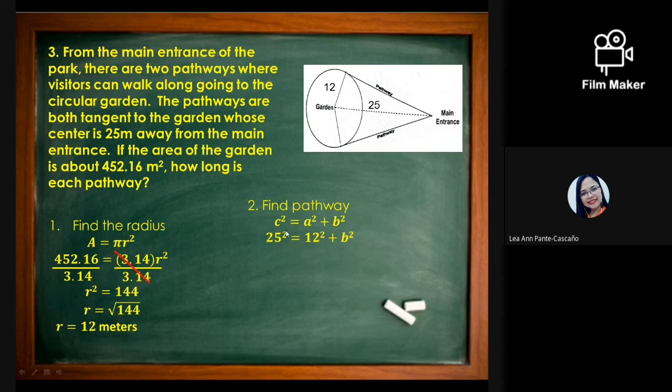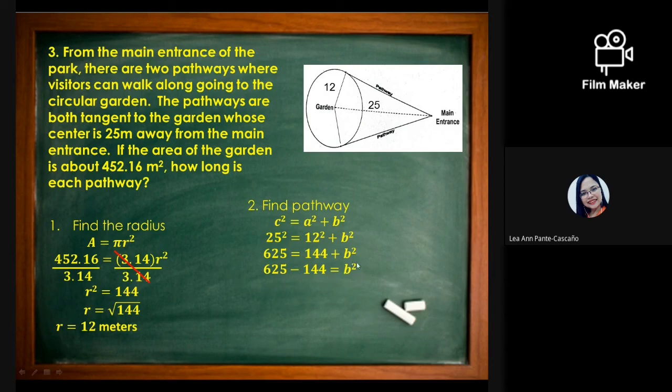So, 25 for C squared. Ito po yung ating C, ito yung ating A, ito yung ating B. So, substitute the value. So, you have now 25 squared equal to, your A is 12, so 12 squared plus B squared. Simplify. 25 squared is 625 equal to 12 squared is 144. Apply APE to both sides or simply transpose 144 to left side. So, you will have now 625 minus 144 equal to B squared.